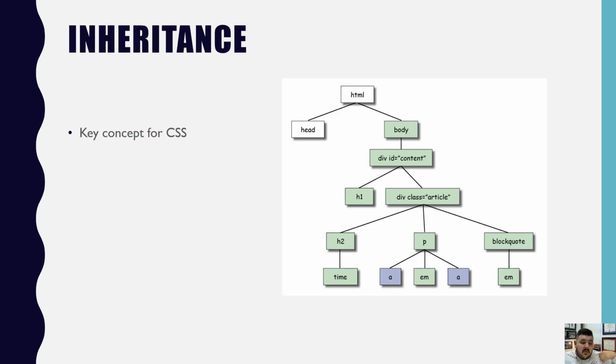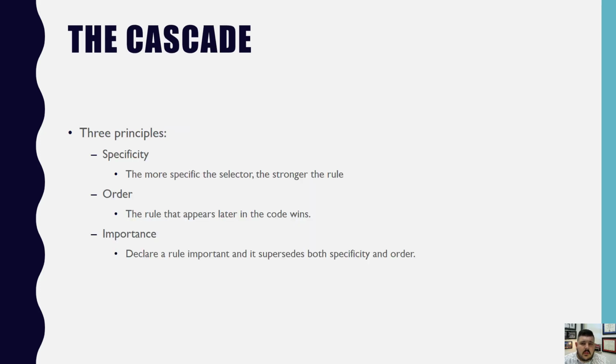In that example, we had some conflicts. We said div ID content had one color, but div class article had a different color of text. So what happens when we have conflicting rules? This is where the cascade comes into play. There are three principles that help us determine what wins out when we have conflicting rules.